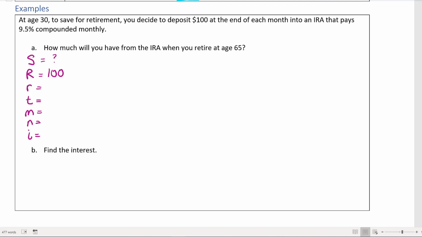r is going to be the 9.5%, so that's 0.095. t is time. How long are we doing this for? We started at age 30 and we're going to end at age 65. So if we take 65 minus 30, that tells us we're going to be doing this for 35 years.